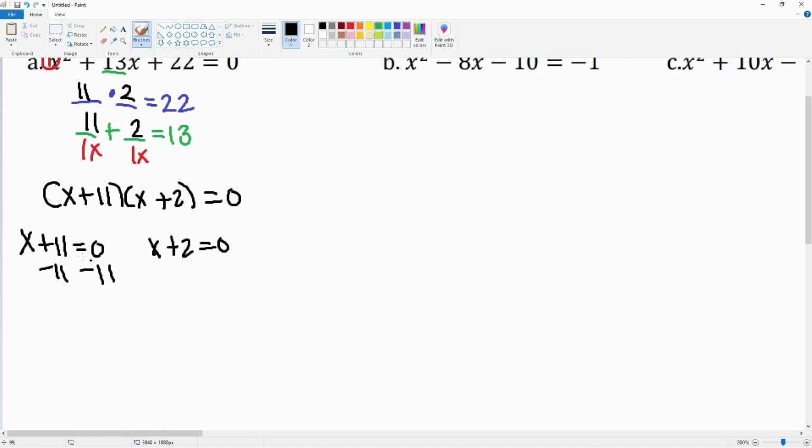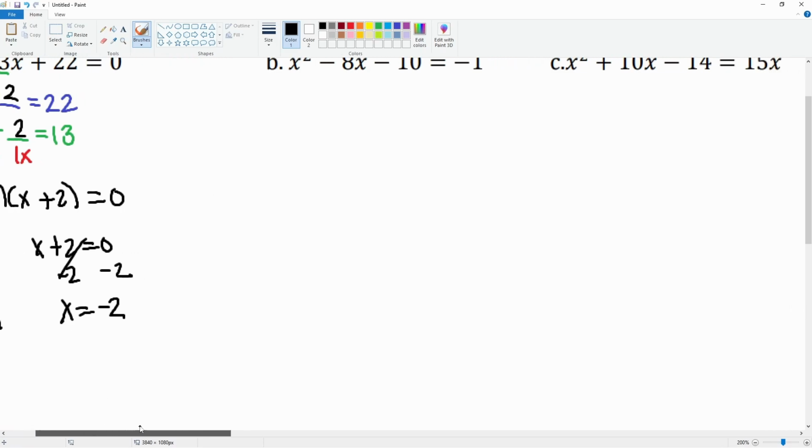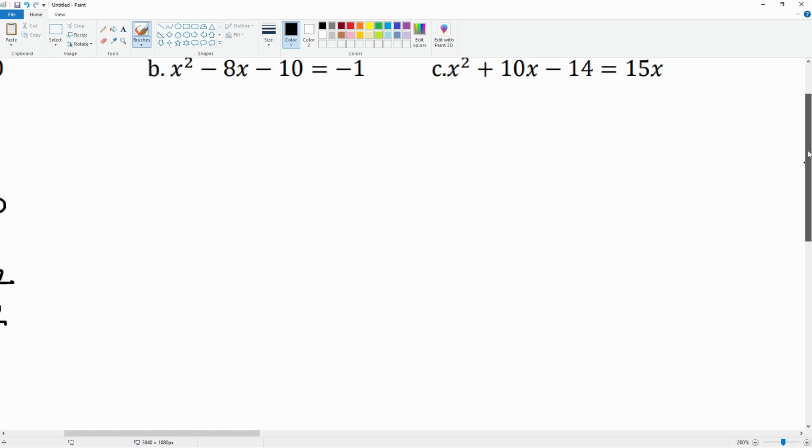Minus 11 on both sides, this cancels. x is equal to negative 11. We have the plus 2, so we're going to subtract 2 from both sides. This cancels, we get x is equal to negative 2. Your two solutions are x is equal to negative 11 and x is equal to negative 2.